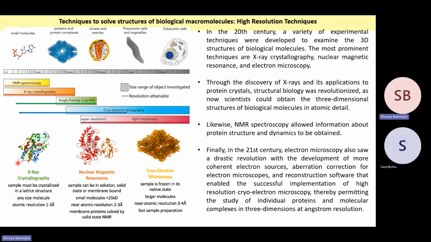So you can see here the ranges are given. X-ray crystallography has a range from 1 to 3 angstrom, NMR around 2 to 3 angstrom, and cryo-electron microscopy greater ranges from 3 to 4 angstrom. In this class, mostly we will be discussing X-ray crystallography.